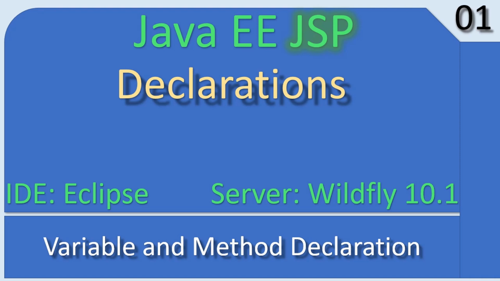Here we are starting a new series, and in this series we will learn about JavaEE technology, JSP. In this first video we are going to look at the JSP declarations. We will see how to declare a variable and how to declare a method.